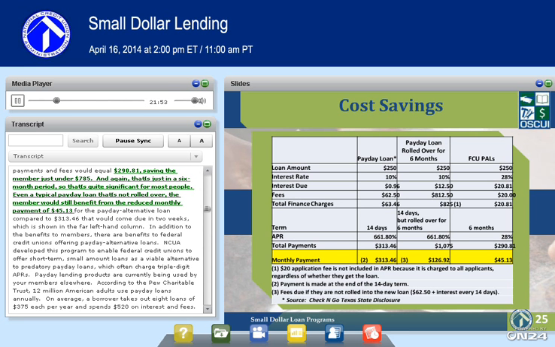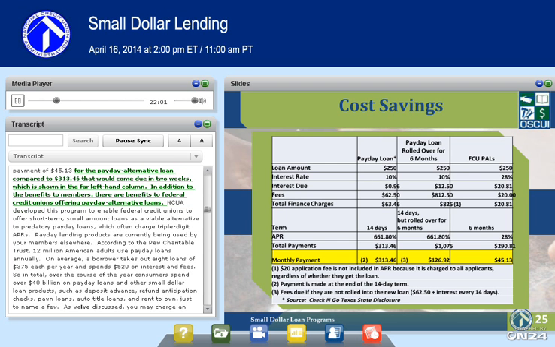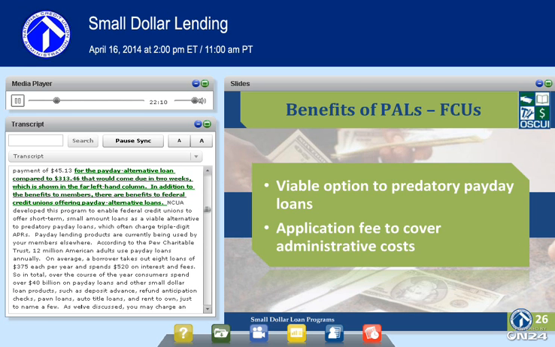Even a typical payday loan that's not rolled over, the member would still benefit from the reduced monthly payment of $45.13 for the payday alternative loan compared to $313.46 that would come due in 2 weeks, which is shown in the far left-hand column.